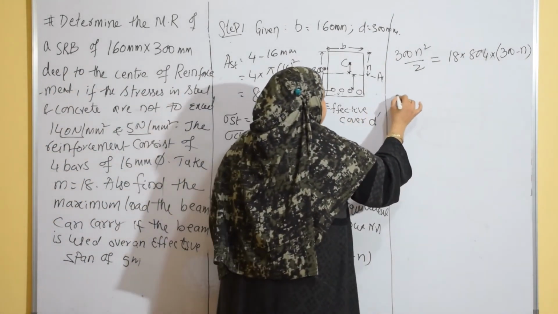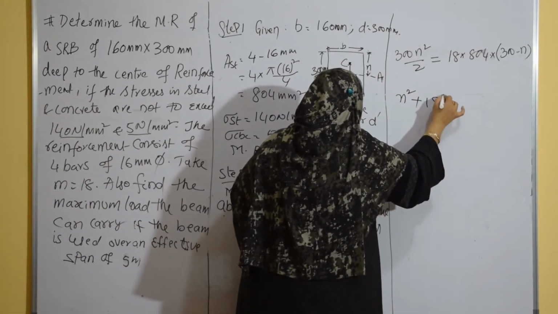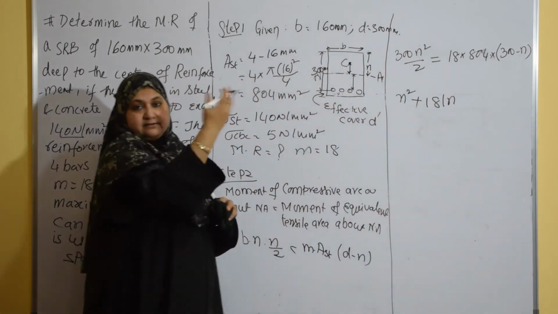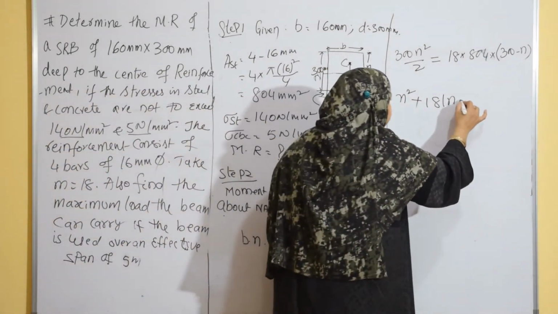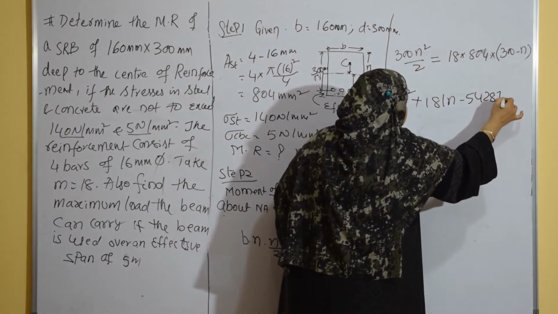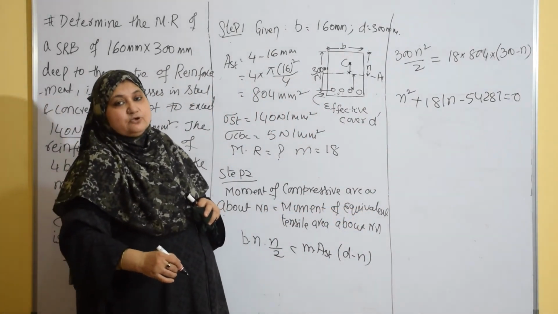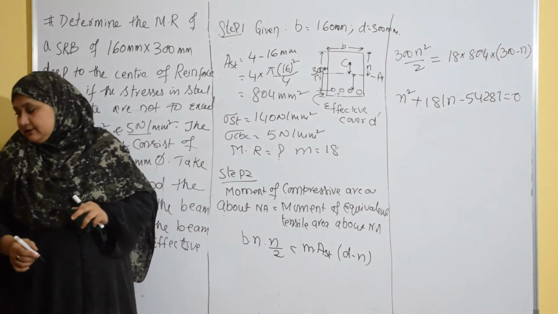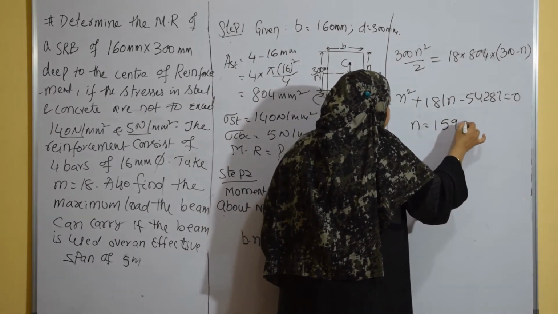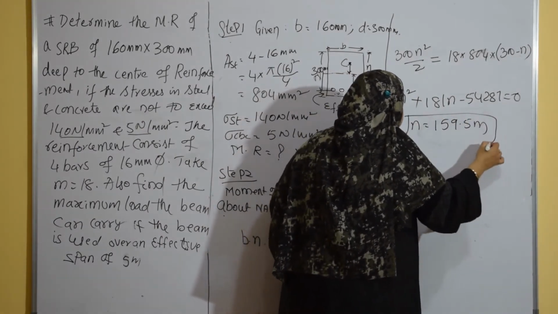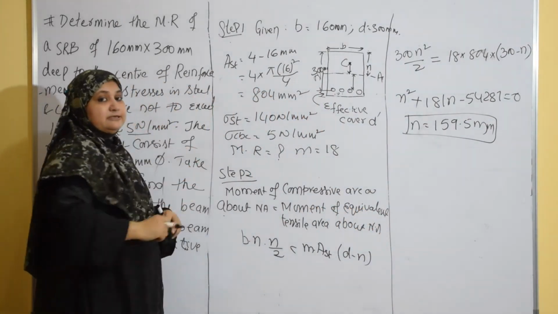Fine, you get N square plus 181 N. Just bring the right hand side to the left hand side, minus 54287 is equal to 0. You will get a quadratic equation, right? So using your calculators, you can find out the depth of neutral axis, which has come to 159.5 mm. So this is your first step. You have to find out the depth of the neutral axis of the given section.